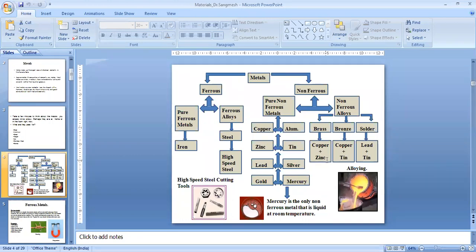That is the reason we go for alloys, either ferrous alloys or non-ferrous alloys. So similarly, bronze. Bronze is again copper plus tin.